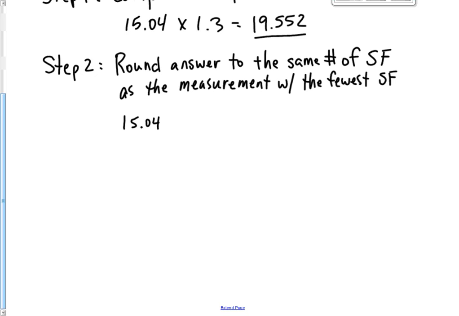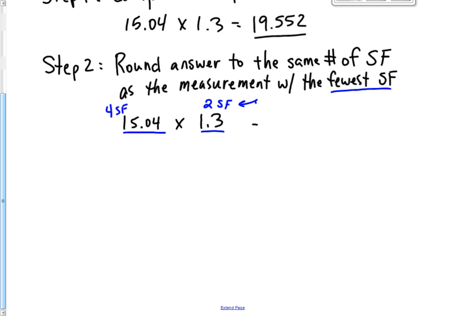Okay, so if we were to look at our example again, 15.04, okay, times 1.3. So let's look at how many significant figures each one of these has. Okay, 15.04. All of these are significant. So we have 4 significant figures here. 1.3. All of these are significant figures. So we have 2 significant figures. Okay, so if we have one measurement that has 4 significant figures, and we're multiplying it by a number that has 2 significant figures, we have to round our answer to the same number as the fewest significant figures. So we're going to round to 2 significant figures.